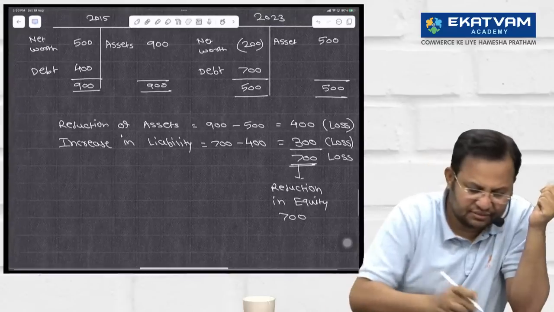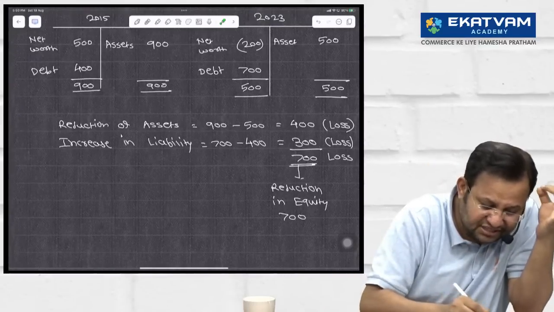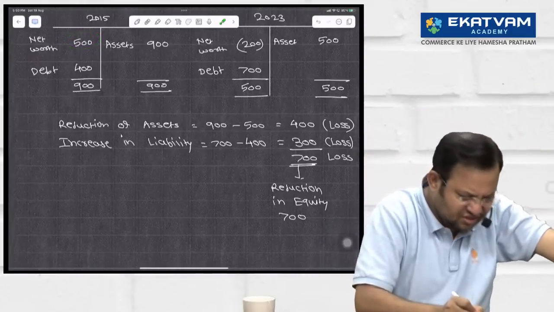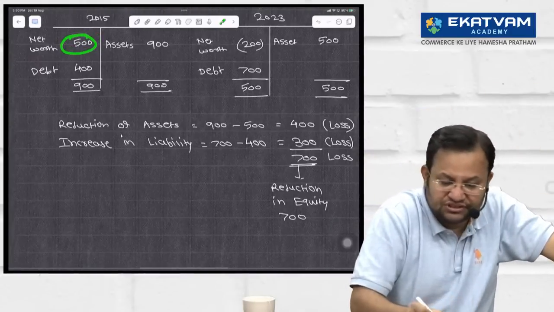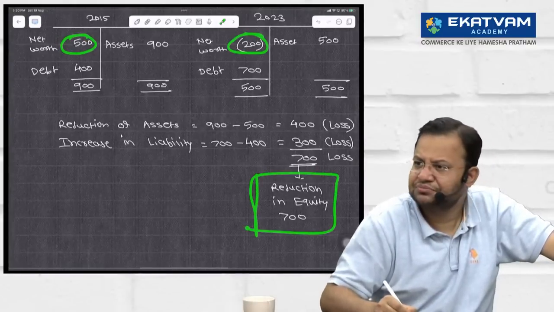अब बोले 700 कहां से? Positive 500 था. Please listen up. There is a very important concept. Even very few people know this. 500 was your net worth positive, which has become... Reduction in equity is how much?